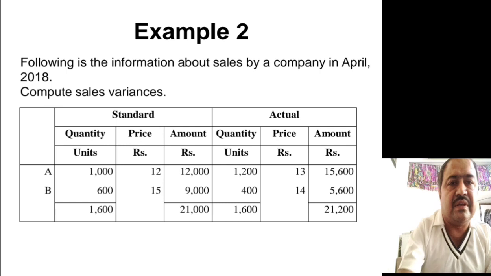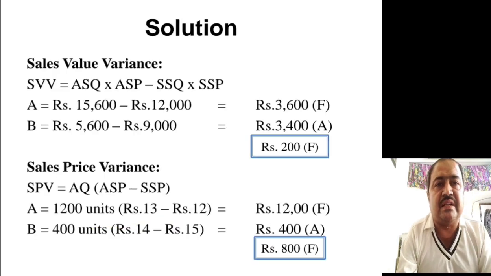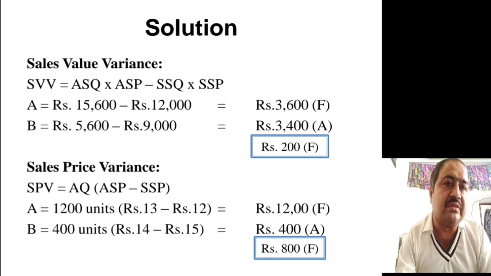Very simple. Okay, so let's see. First, sales value variance: actual sales quantity into actual price minus standard sales quantity into standard sales price. And the sales values are directly compared because the multiplication is already given there. So 3600 favorable in case of A, and in case of B, the total is 200 favorable.